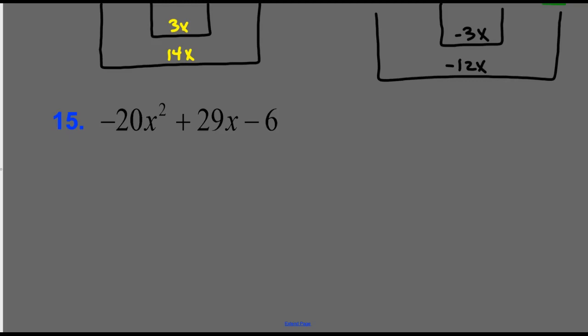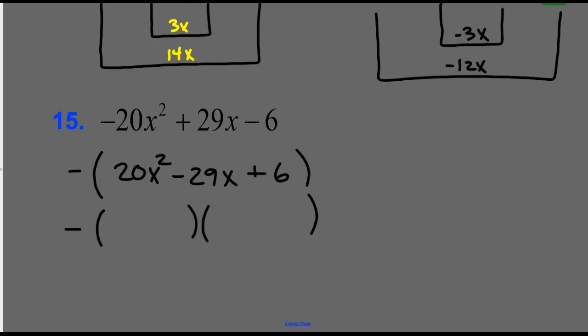Okay, this next one, there's a little wrinkle that I want to remind you of. If the leading term is negative, factor a negative 1 out, even if no other factor besides negative 1 comes out of there. Now I'm left with 20x squared, and basically all the signs change: minus 29x plus 6. It's just easier to factor now. So now I have a negative, and then 20x squared.